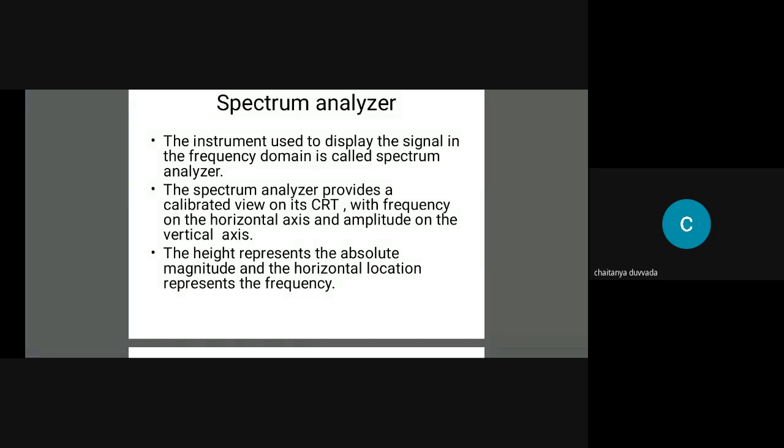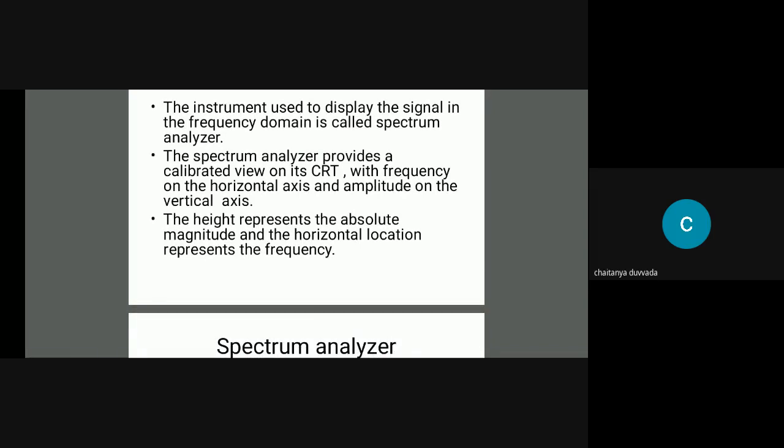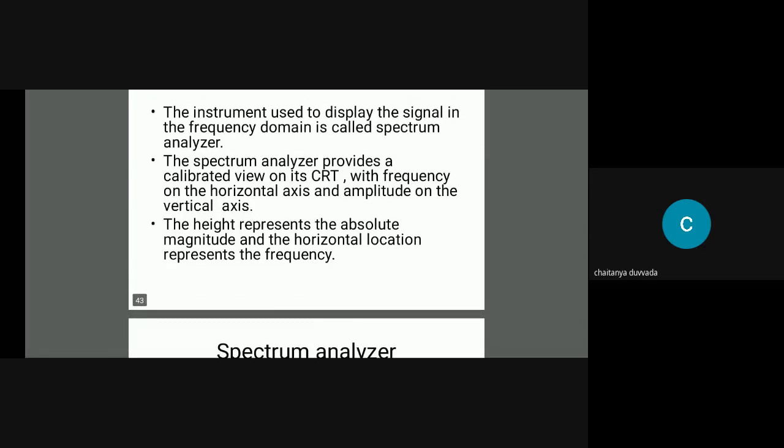So it shows frequency on the horizontal axis and amplitude on the vertical axis. Imagine all of you students as a CRO. If any signal is shown in the CRO, time period is shown on the horizontal axis and amplitude on the vertical axis, the same as in the spectrum analyzer also. And regarding the third point, the height represents the absolute magnitude and the horizontal location represents the frequencies.